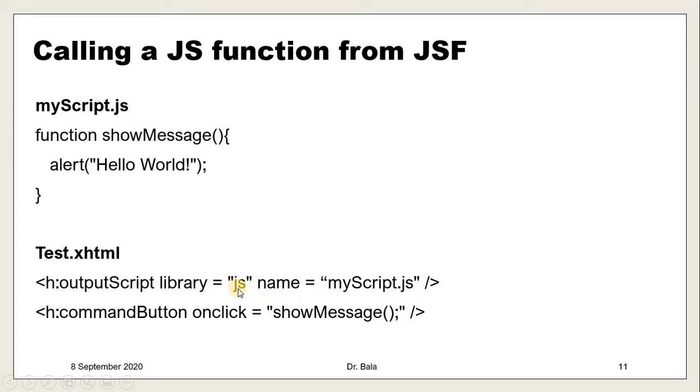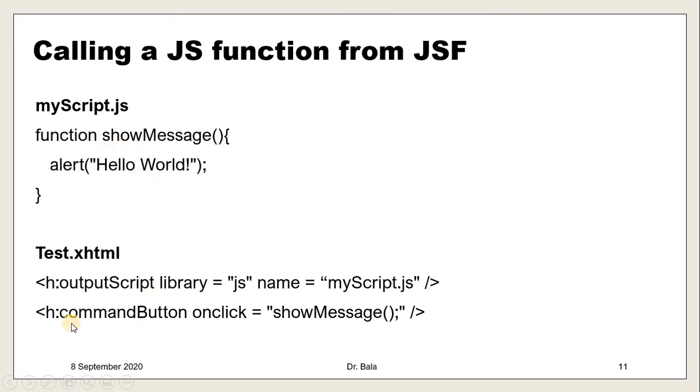And name is myscript.js. So library is the resource folder in which we have the JS folder, and inside that we have the file name we are representing. This way we can represent our JavaScript. Otherwise, you can close the tag here, and within the output script we can directly write the function code without writing the library name. That is also possible, but I have written a separate file.